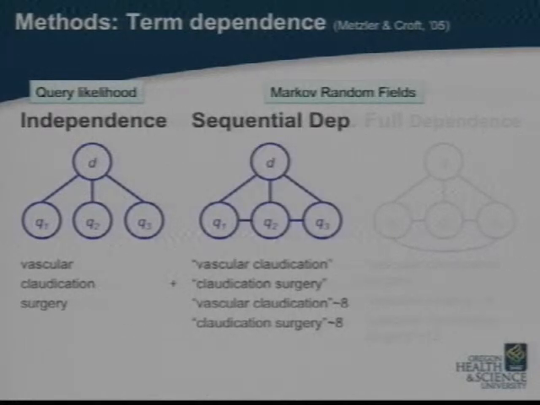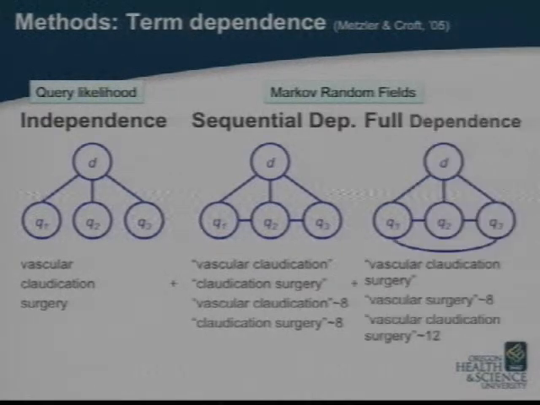The Markov random fields way to look at term dependence has two variants. One is sequential dependence, where you look at a phrase, vascular claudication and claudication surgery, and you also consider them when you don't really care about the ordering of the terms. That's what sequential dependence is going to be.